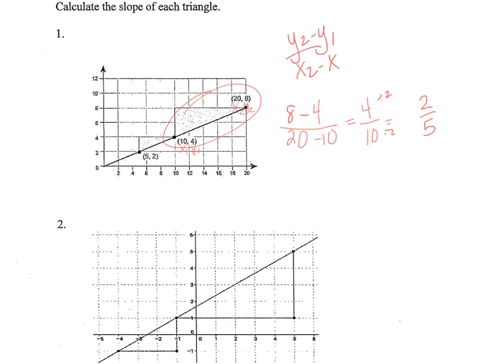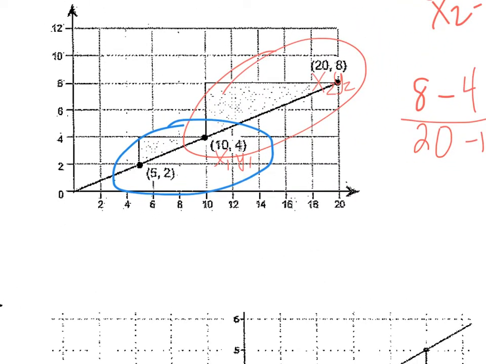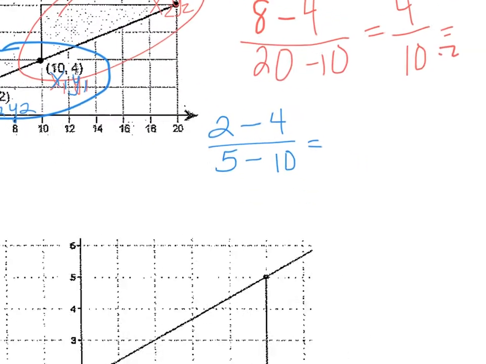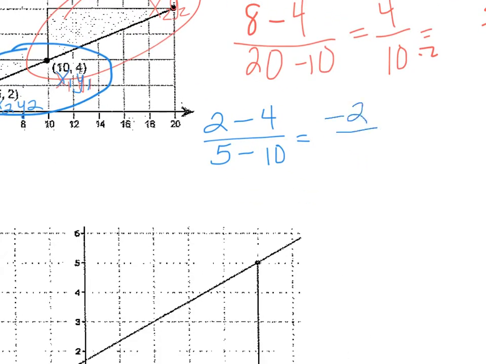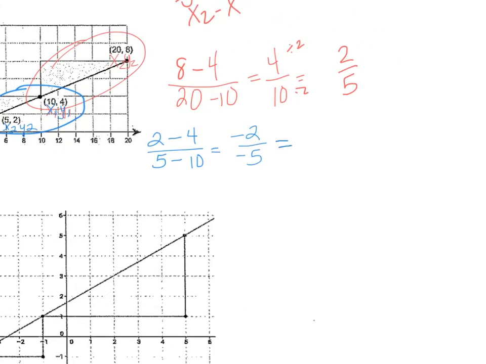Okay, so just to check the idea that they're the same slope, I'm going to use these 2 points to find the smaller triangle slope. Since that's already labeled x1, y1, I'll keep that the same, and I'll just label this one x2, y2, and I'm going to use the same formula. So y2 is 2 minus y1, which is 4, on top of x2, which is 5, minus x1, which is 10. And I get negative 2 over negative 5, which when you have two negatives, those cancel out. So I really have positive 2 over positive 5, okay?